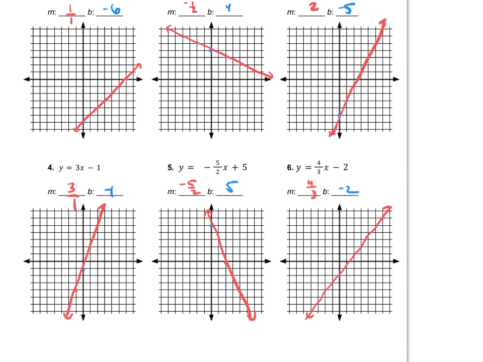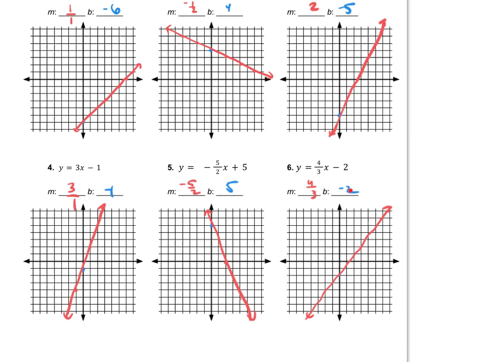On number 5, we've got a y-intercept of 5, so we're going to start at 5. The big thing here is our slope is negative, so our line should be going down from left to right. And here we're going to go down 5, 1, 2, 3, 4, 5, run 2, 1, 2, 3, 4, 5, run 2 to get our negative slope line.